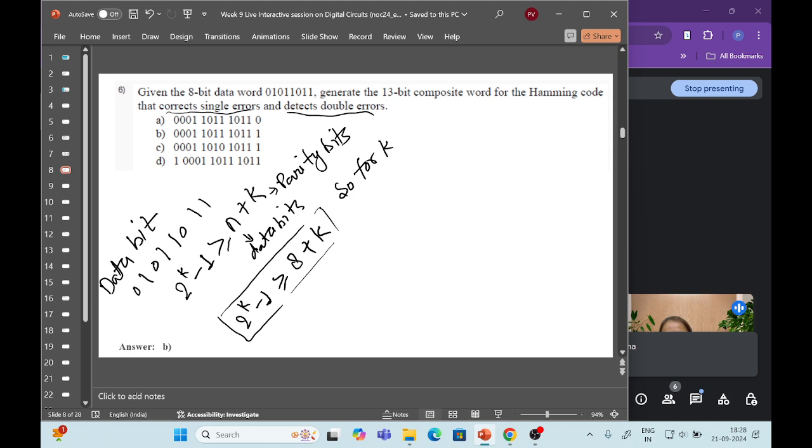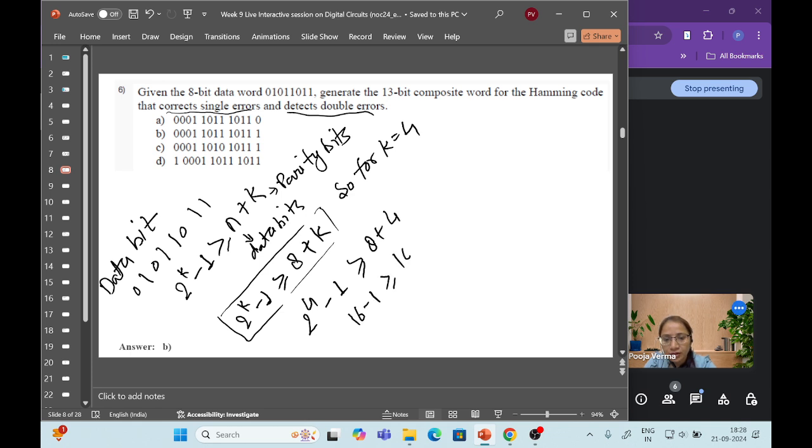So for k is equal to 4, that relation will be satisfied, that is 2 to the power 4 minus 1, 8 plus 4, that is 16 minus 1 greater than 12, right? It is 15. So for k is equal to 4, the condition is satisfied.